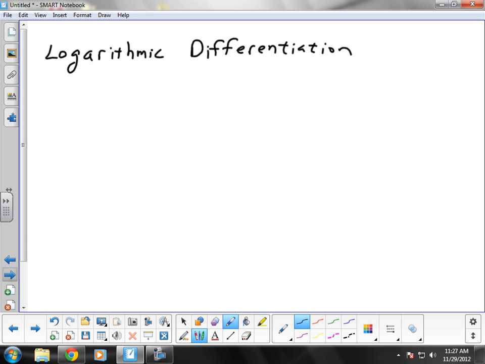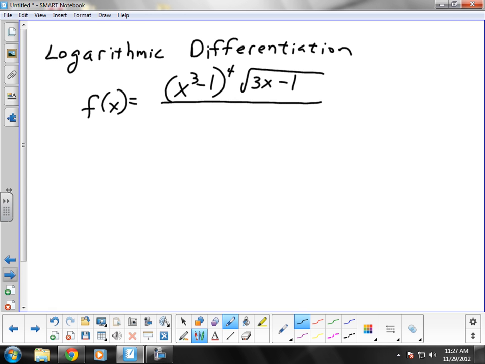Now, the reason that we talk about this here is that they give us an equation. They say, look, check this out. What if f of x is equal to x to the third minus 1 raised to the fourth times the square root of 3x minus 1 over x squared plus 4? If we just started taking the derivative of this, we can do that, right? But that's like the chain rule with the quotient rule with the product rule. That would not be fun. It would be very tedious. Now, we could probably do it, but it would be ugly.